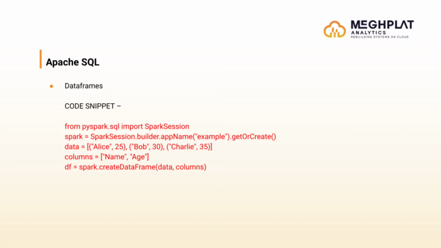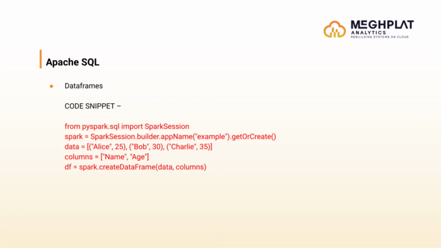Now, how can we create this data frame? In front of you, a code snippet is written. First of all, we are going to install PySpark SQL. After that, we are going to use that library and import SparkSession. Now we'll create a variable named spark, and using SparkSession, we are going to build an app name. Since we are creating an app name, you can write any name to your app in the inverted commas.